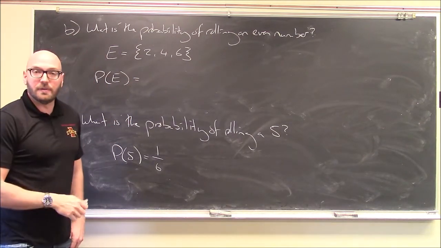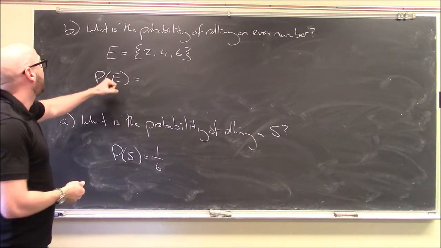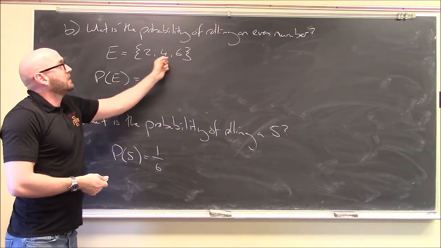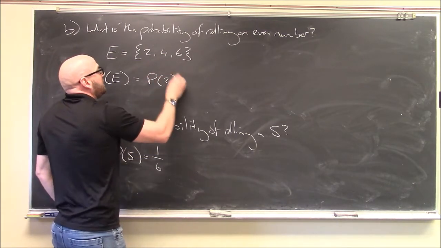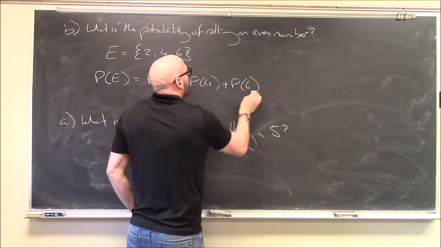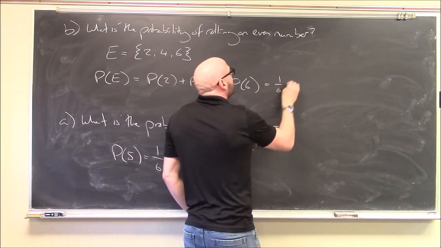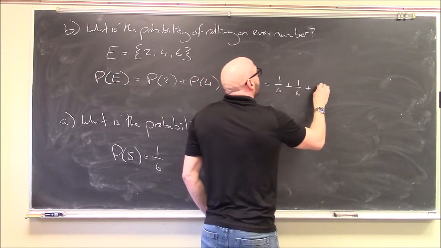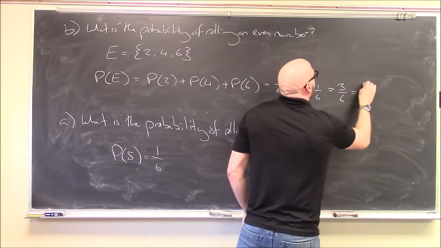And it turns out to find the probability of an event, you just have to add up, take the sum of the probabilities of every single simple outcome in that event. So it's actually just going to be the sum of the probability of rolling a 2 plus the probability of rolling a 4 plus the probability of rolling a 6. So that is 1/6 plus 1/6 plus 1/6, which is 3/6, or 1/2.